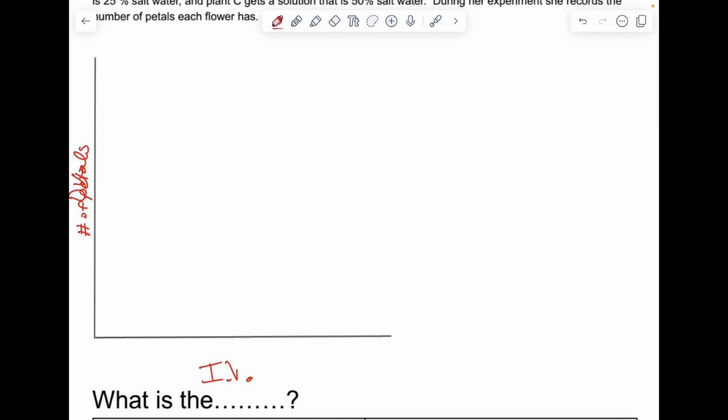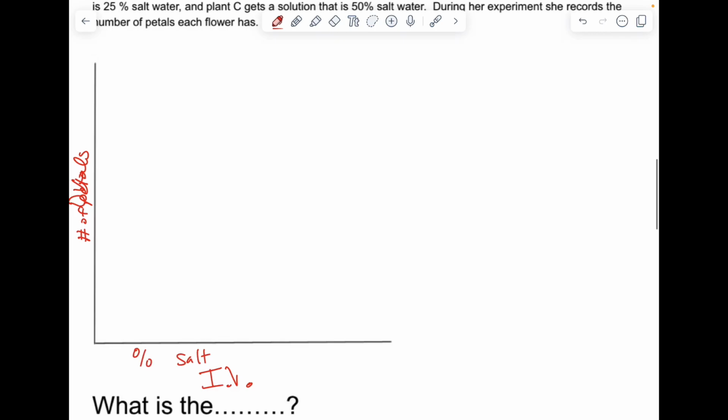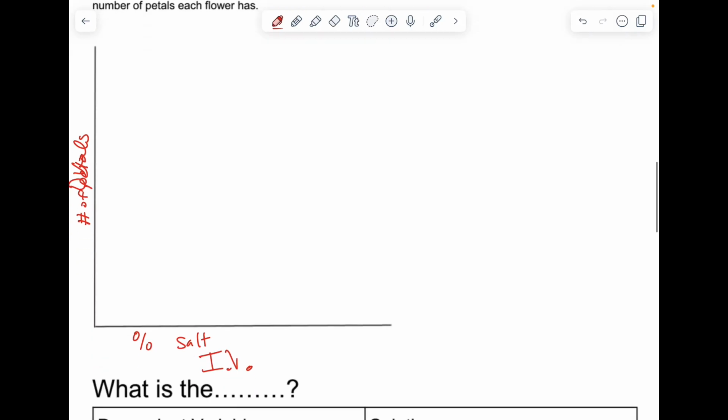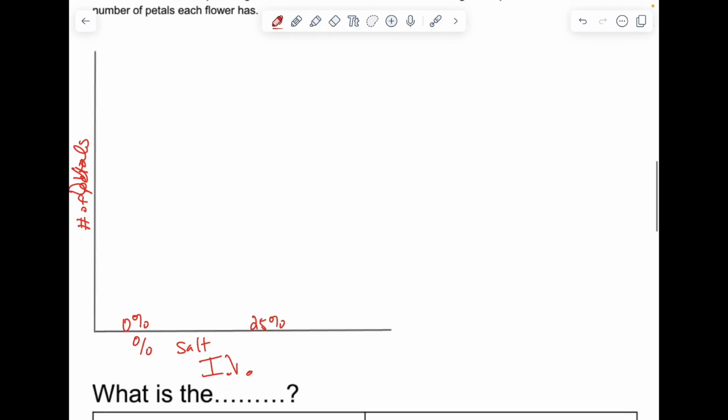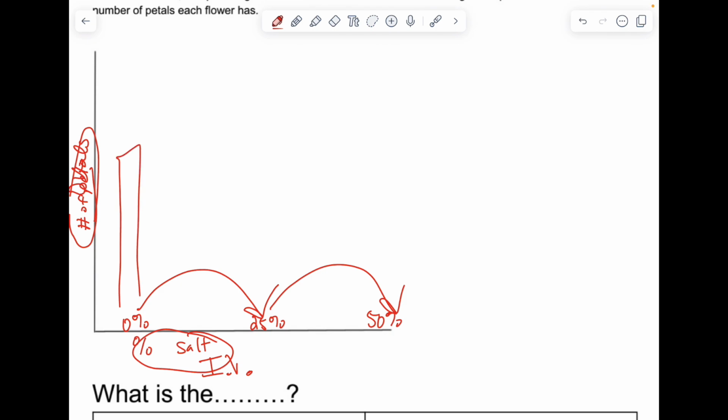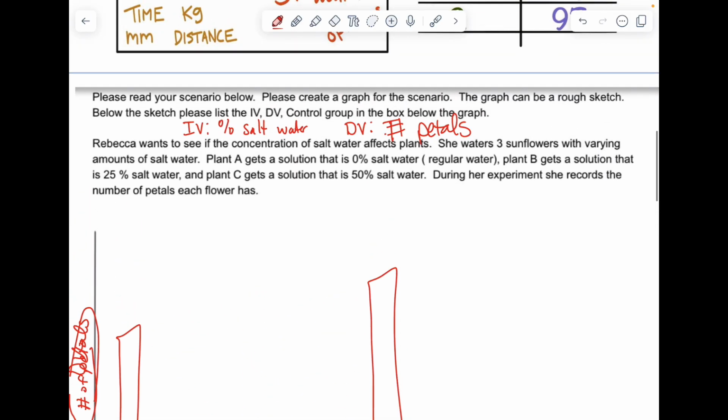Then on our independent variable, we have a couple of different things. We've got percentage of salt, and we've got different percentages. So we're going to have 0% labeled, 25% labeled, and 50% labeled. And we've got numbers on both axes. So we could do a line graph since we've got numbers on both axes, but usually when we do a comparison, we're going to do a bar graph in order to compare. But I would accept a number graph since we do have numbers on both sides. So you do have to be able to identify those variables.